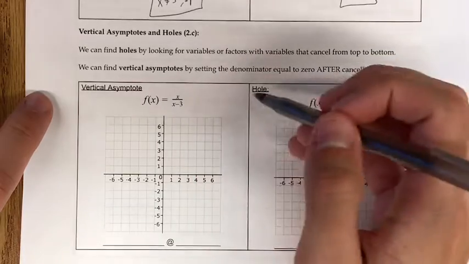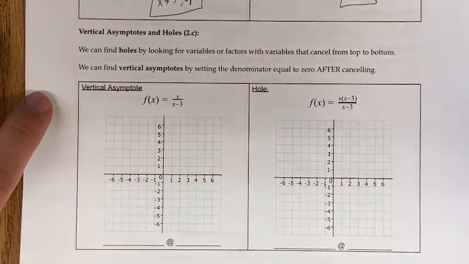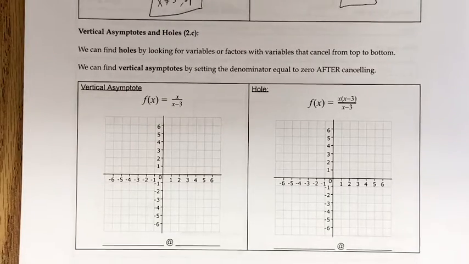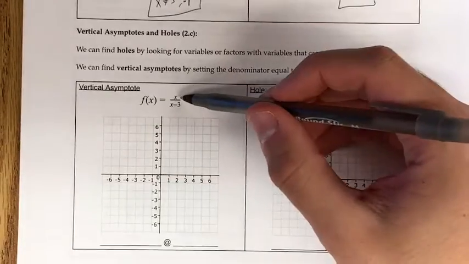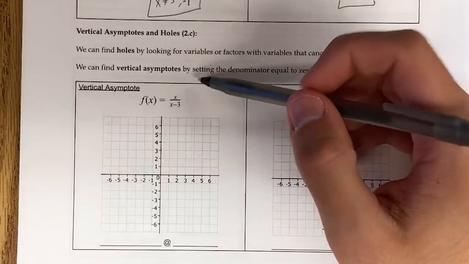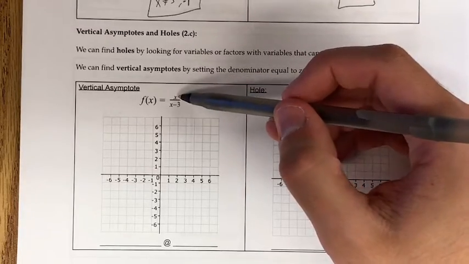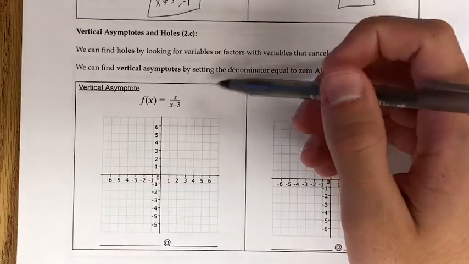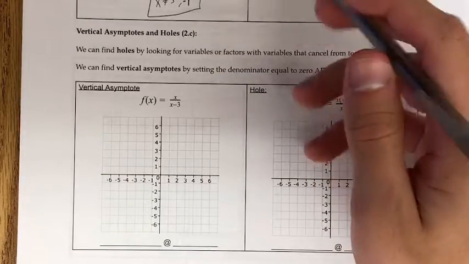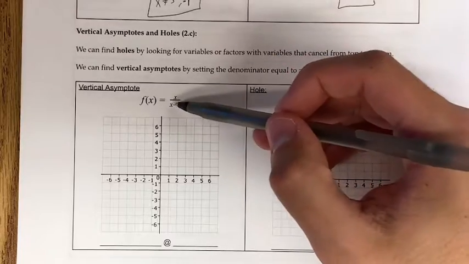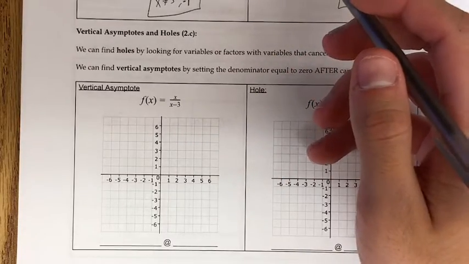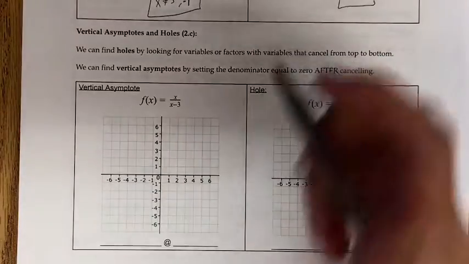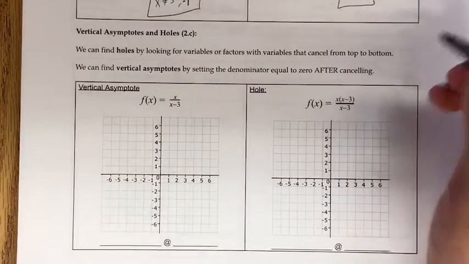As we look at this first problem, we look at top and bottom and ask, is there anything I can cancel, any factors I can cancel? Well, this rational function is set up with just an x on top and an x minus 3 on bottom. So it's already in its most factored form, and these are not the same thing, so you can't cancel. You cannot just take away x's from the top and bottom. Math doesn't work like that. Remember, you can only cancel entire factors. So in this case, there aren't any holes.